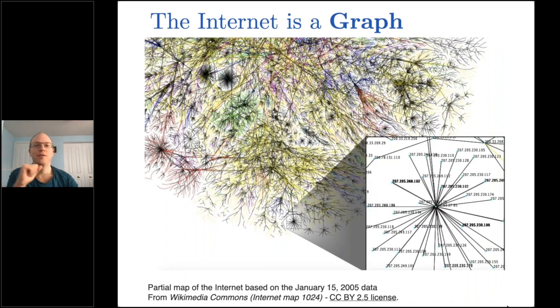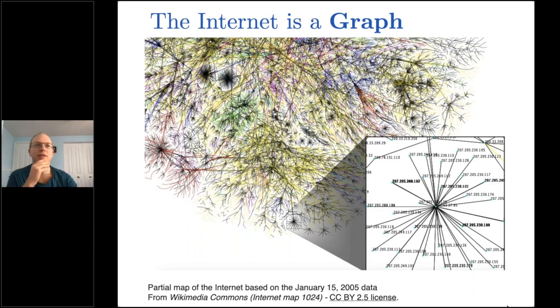Another one, of course, that everyone knows is the internet. We can view this as a graph. A graph is a discrete structure that consists of vertices or nodes, which in this case are websites, and then links between them, which are usually called edges in the mathematical context. In this case, that would be links between websites.